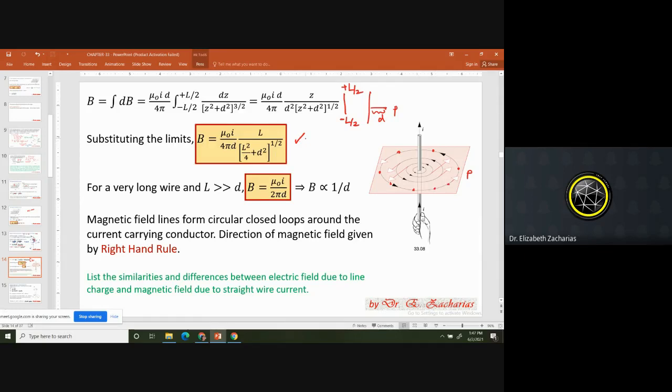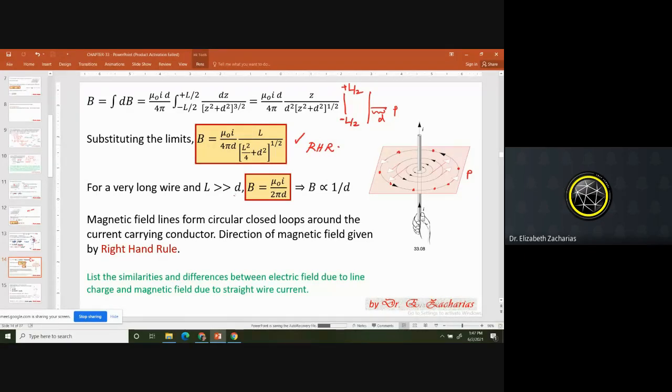In other words, if I have a current carrying conductor and the current is in this direction, then I use my right hand rule: put my thumb in the direction of the current and look at the direction of the curling fingers. The curling fingers form circles, and this gives me the direction of the magnetic field. So we can use the right hand rule.